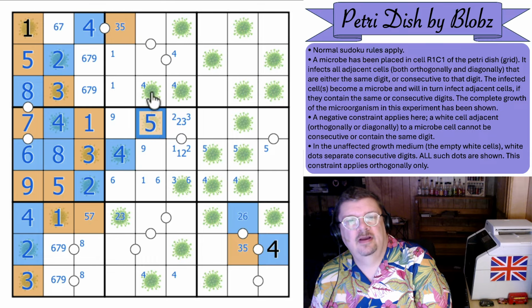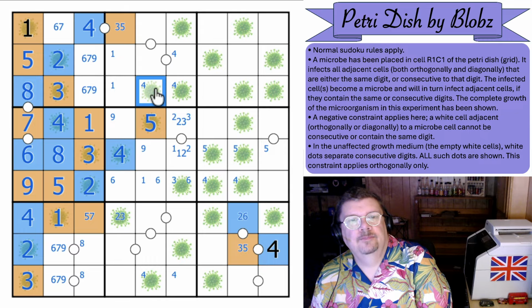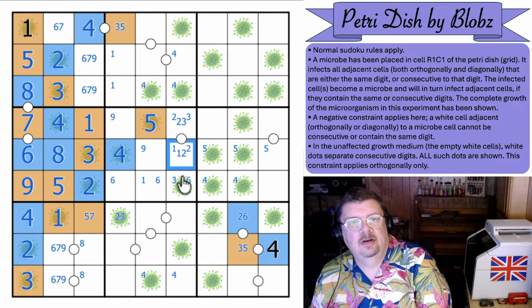All right, if that's a 5, that's right, that is a 5. What is it infecting up here? It can't make a 5 because a 5 in either of those cells would eliminate 4 from the other two. If one of those is a 4 from this 5, then that makes that a 2, a 1, and a 3.